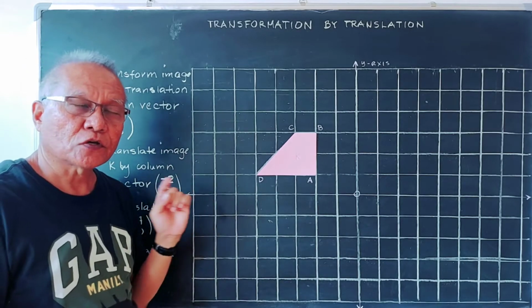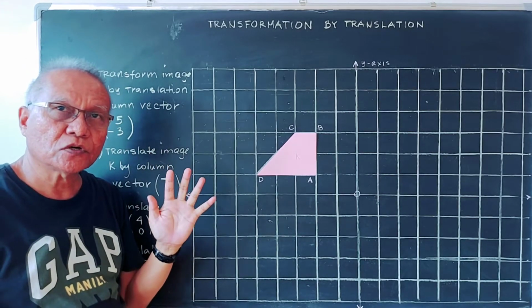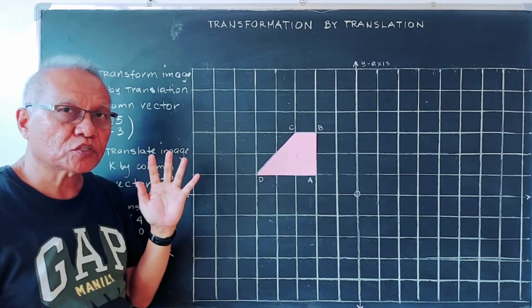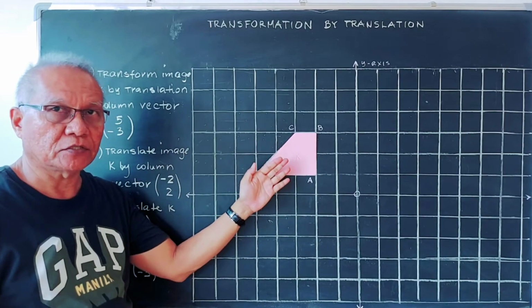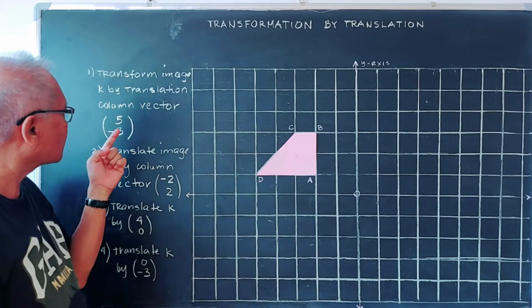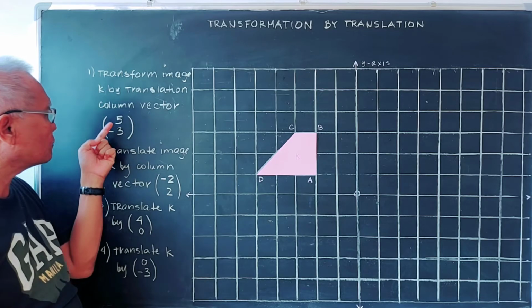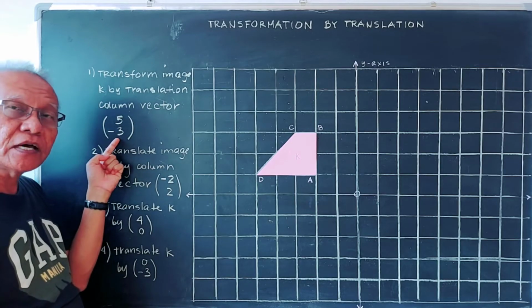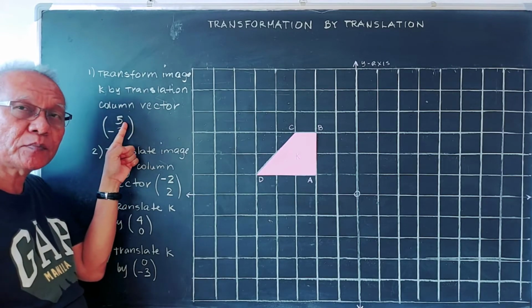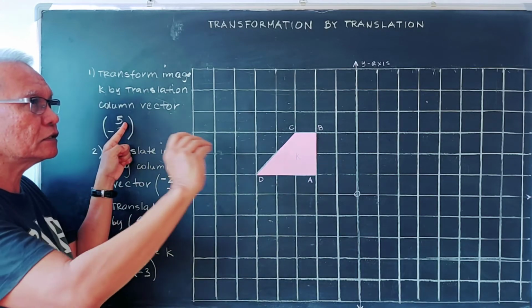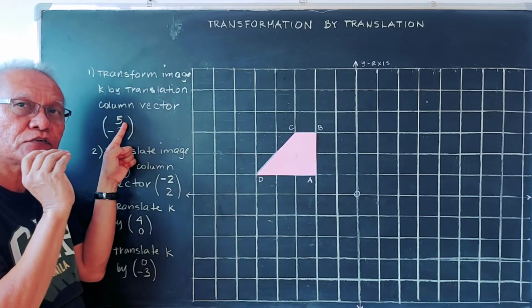Translation. So when we say translation, you should know the column vectors, because that will tell us how we are going to move our image. So the column vectors are written like this. This is our column vector. We have 5, -3. The number here on the upper part tells us if we are going to the right or to the left first.